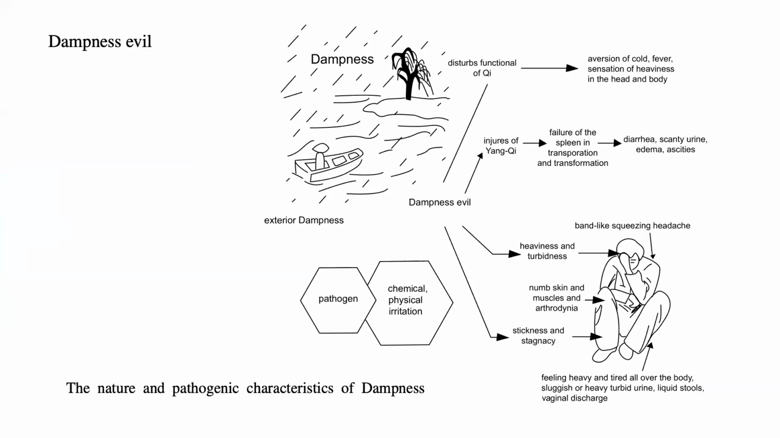Dampness evil can cause heaviness and turbidity, and also band-like squeezing headache, numb skin and muscles, and arthrodynia. Dampness evil can also lead to stiffness and stagnation. The patient will feel heavy and tired all over the body, with sluggishness, heavy turbid urine, liquid stools, and vaginal discharge. So this is actually a pathogen that can cause both chemical and physical irritation.